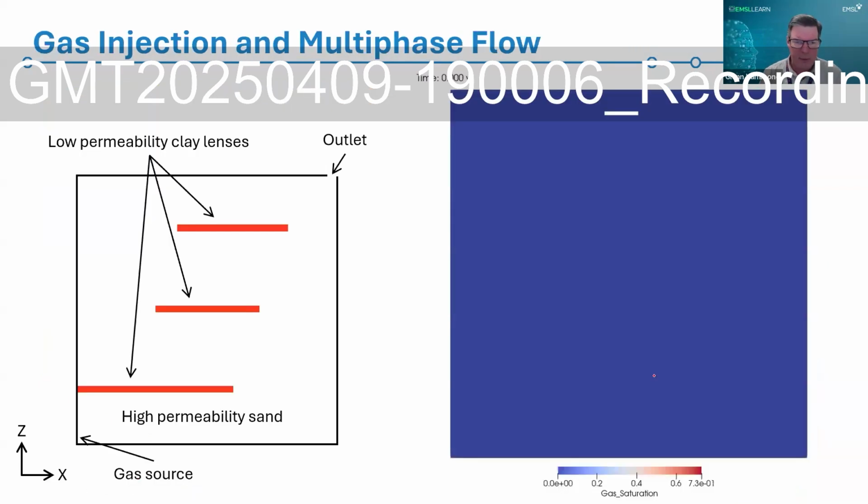Our next example is where we have a gas injection scenario. This is where we're going to inject gas. There will be multi-phase flow. So I'm going to inject gas in the lower left-hand corner. There are these low permeability clay lenses that are in a sand. And you'll see how it progresses up to the outlet at the upper right over time. There is the lower lens.